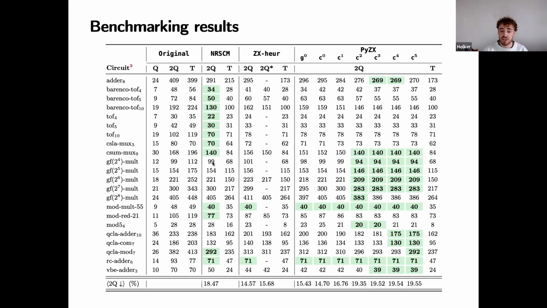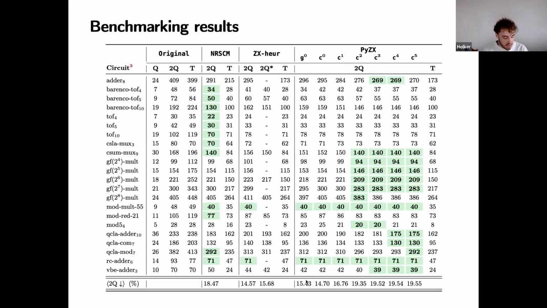And on many of these circuits, it finds optimizations which were not found before. For instance, these GF mult circuits often were just not improved at all before, whereas this finds quite significant reductions for several of them. Yeah, and it produces overall better optimization performance relative to the others.